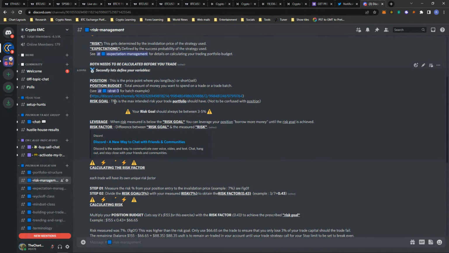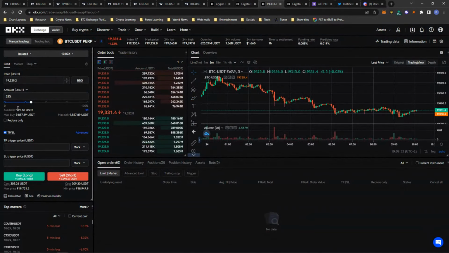With this information at hand, we can look at our risk goal. The risk goal is the max intended risk your trade portfolio should have, not to be confused with position. Your risk goal should always be between 3 to 5%. Heading back to the exchange, the available money in my account is my collateral. The risk goal gets applied to the collateral, meaning if I'm taking a loss, I don't want to lose more than 3 or 5% of my available money.